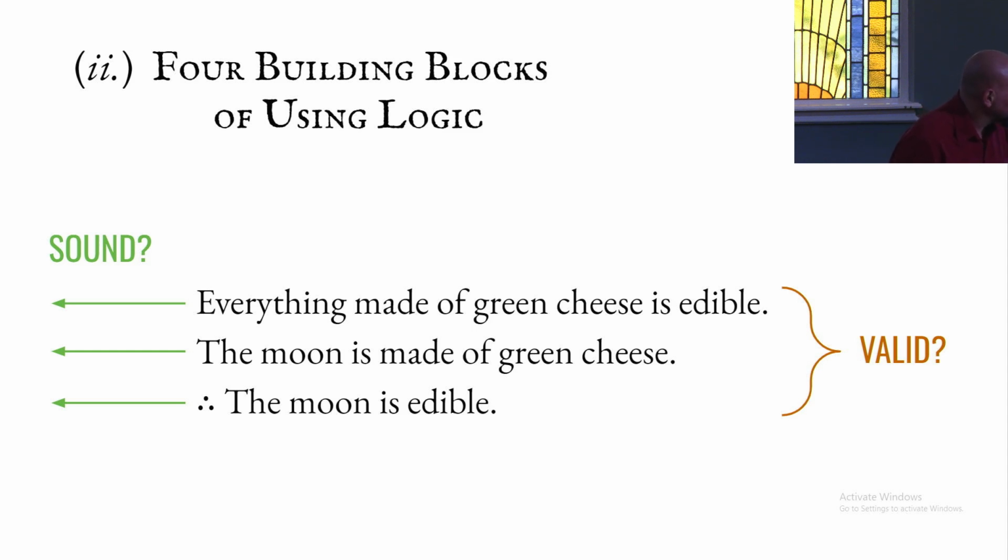Premise 1: everything made of green cheese is edible. Highly dubious. Second premise: the moon is made of green cheese. I'm going to go out on a limb and say that's false. Therefore, the moon is edible. Now, let me ask you a question right away. Is this argument valid? It's a valid argument. It's complete nonsense. And I don't recommend anybody try that, the green cheese thing.